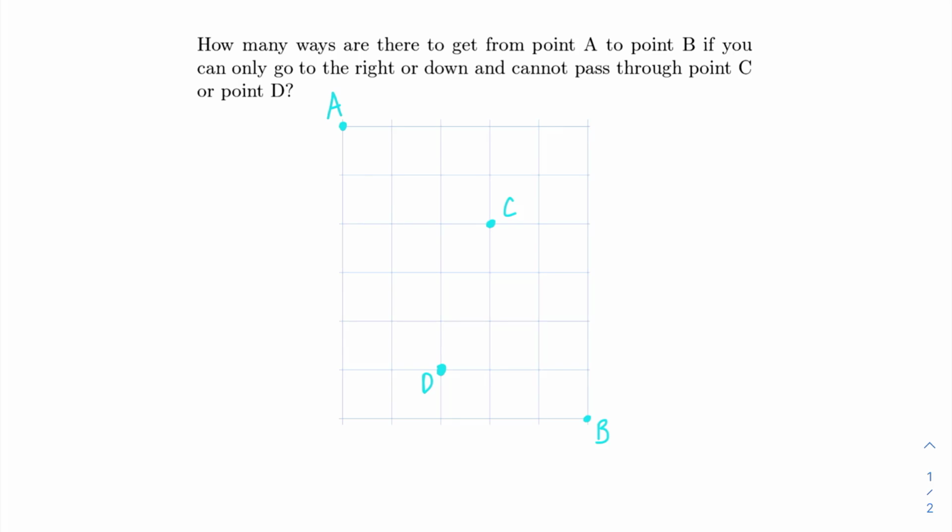How many ways are there to get from point A to point B if you can only go to the right or down and cannot pass through point C or point D? So what would we have done normally?